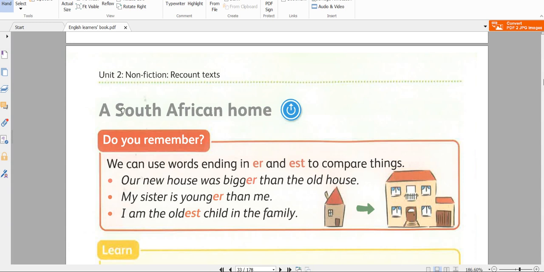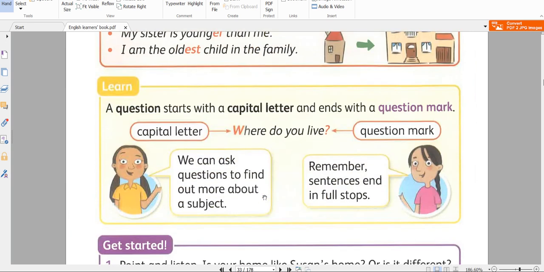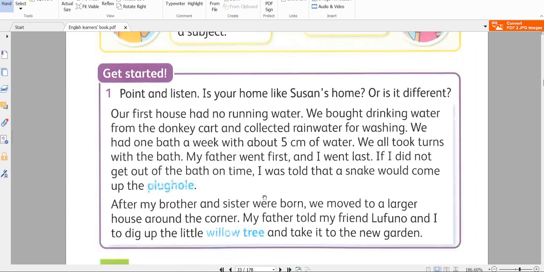Today we have a new story. Its name is A South African Home. Okay, this is our story. We will read it together today. But before reading, we will first study together the most important vocabulary in the story. Are you ready? Let's start.